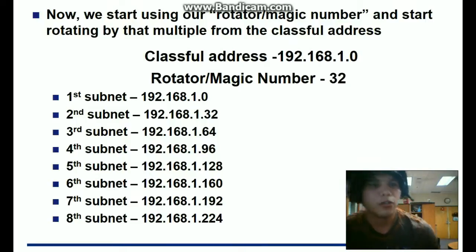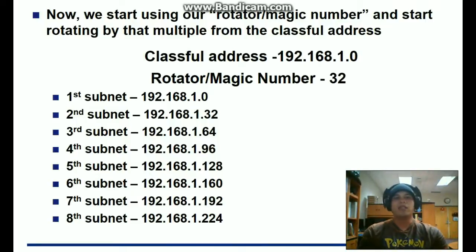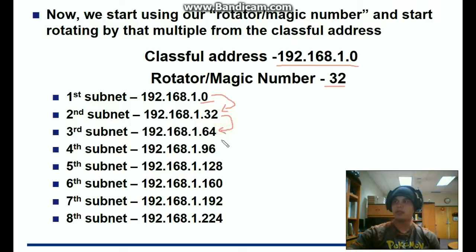We start using our magic number and start at the classful address, and this is how we calculate subnet IDs. All right, so our classful address for a class C is 192.168.1.0, and our magic number is 32. So what we do is we start at 0 and we rotate by 32. 0 plus 32 equals 32. 32 plus 32 equals 64. 64 plus 32, 96, so on and so forth.